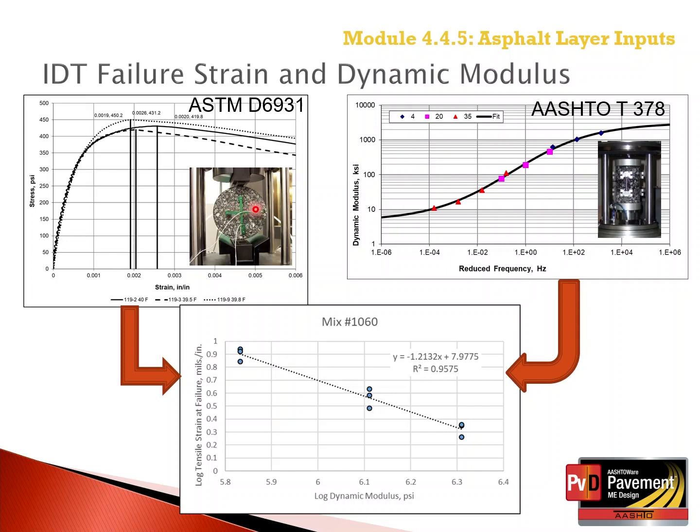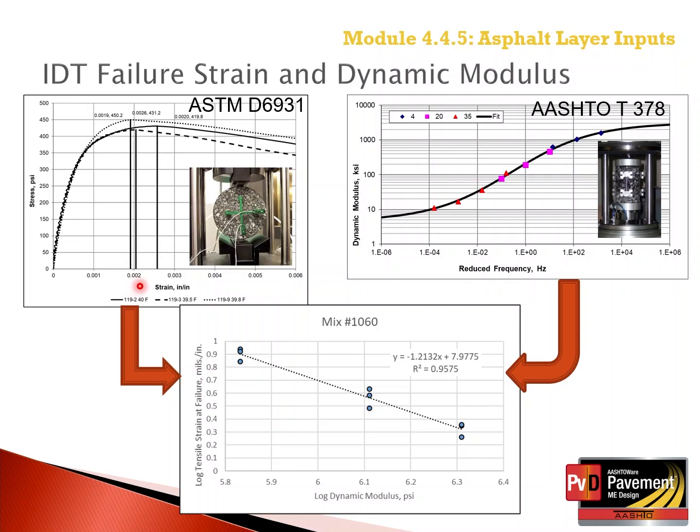The measured horizontal displacements are used to determine the tensile strain at failure for multiple test specimens, as shown in the graph. This shows increasing strain by applying a load and increasing stress. And when failure occurs, then the failure strain is determined at that condition. So that becomes the failure tensile strain.